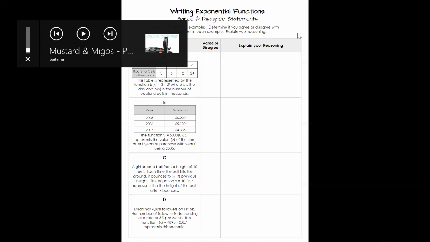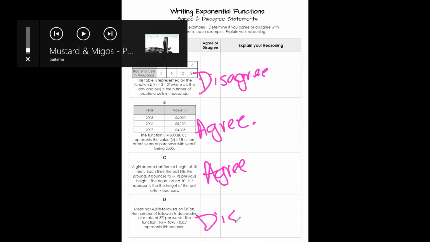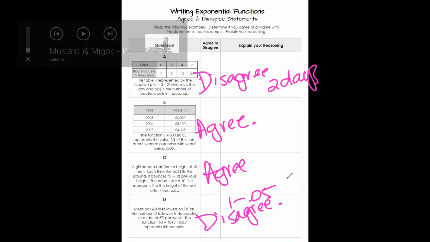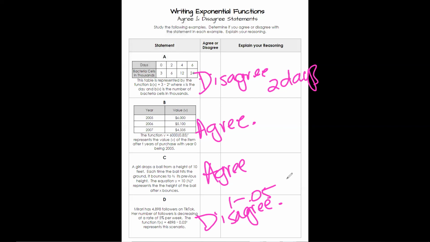Okay, this one always trips people up, but this is going to be disagree. It's going to be agree, agree, and disagree. The reason why is because this one up here goes up by 2 days each time. So if you plugged 2 into the equation, it wouldn't give you 6. Down here at the bottom, this should have been 1 minus 0.05. So that equation is incorrect. Okay, how many of y'all got 100 on that? 75? Okay, cool.